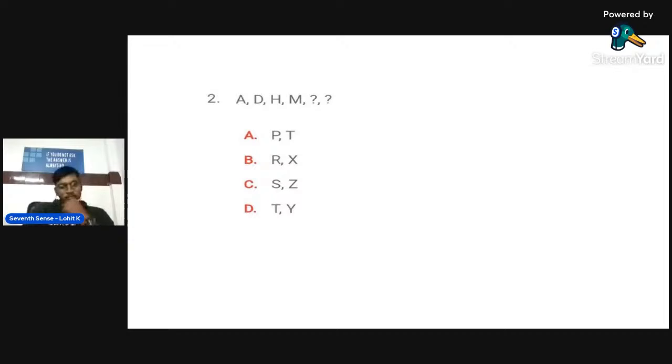Now previously you needed to find only one sequence, right? But this time they have given two sequences. So whatever pattern you are getting, do the same thing for two alphabets here. You'll get the answers. They have given the options also. Just type the answer in the chat box.